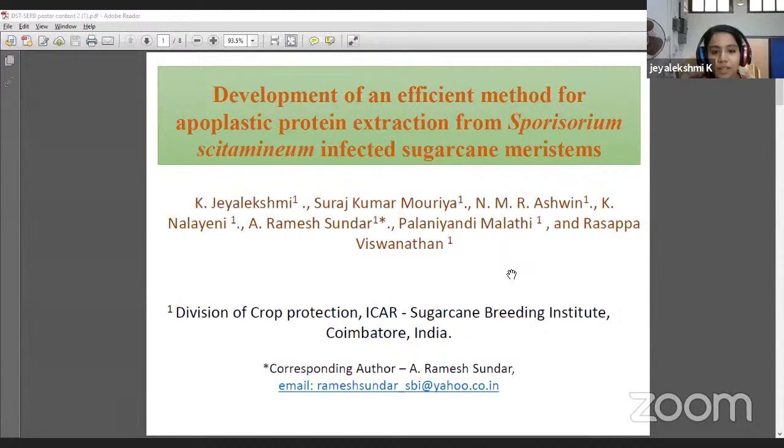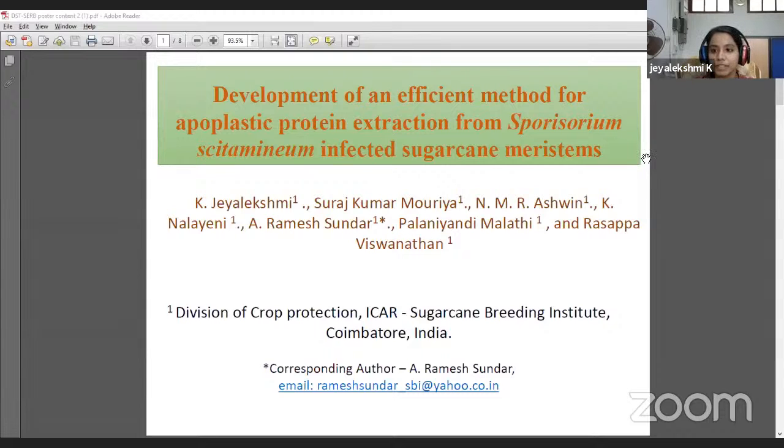Good evening all. Myself Jayalakshmi. I am from Sugarcane Breeding Institute, Coimbatore. Here I am with a poster presentation. The topic is development of an efficient method for apoplastic protein extraction from Sporisorium scitamineum infected sugarcane meristems.